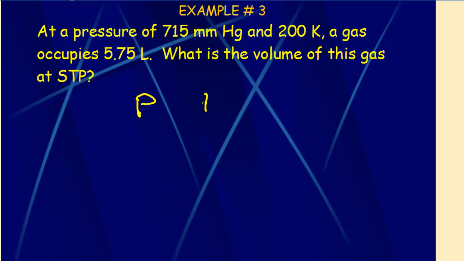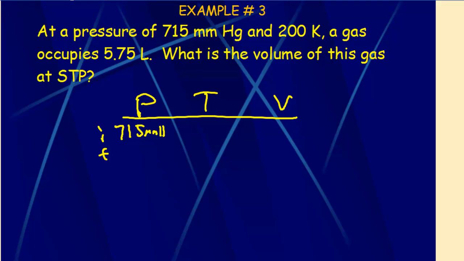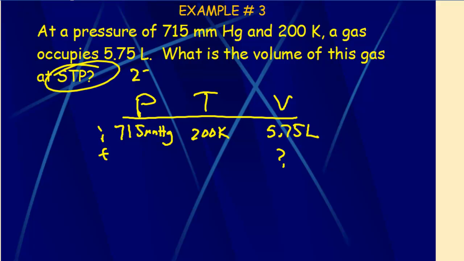P, T, and V, initial and final. All right, so the pressure is 715 millimeters of mercury. The temperature is, already in Kelvin, hooray, and the volume is 5.75 liters. What is the volume of this gas at STP? All right, so there's that phrase, standard temperature and pressure. We learned standard temperature is 273 Kelvin always.